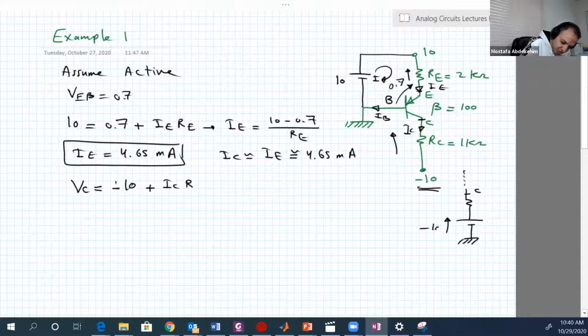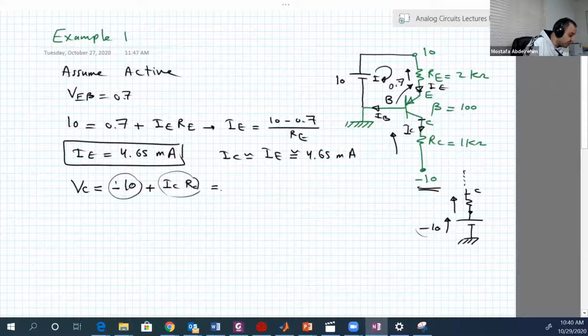So this is the direction of the voltage of the battery, and here is the direction of the voltage, because the current is flowing in that way. So both are the same direction. The value of the battery is -10, and the value of this voltage is ICRC. So this is equal to -5.35 volts.